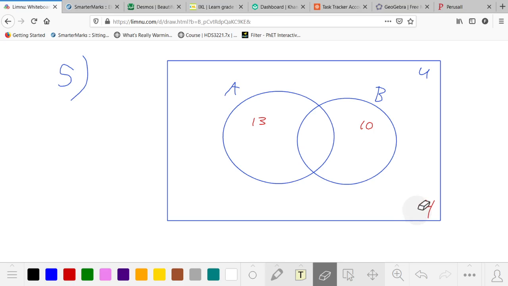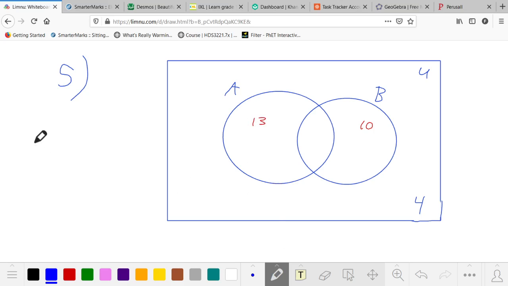So they said 4 are neither in set A or B. So we can try not to erase the corner and say 4 is the correct number. So that leaves us with 21 here. Now it doesn't specify how Ryan drew this incorrectly. The most common mistake is to put the 13 total A in the exclusively A portion.